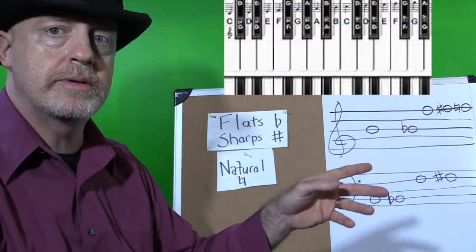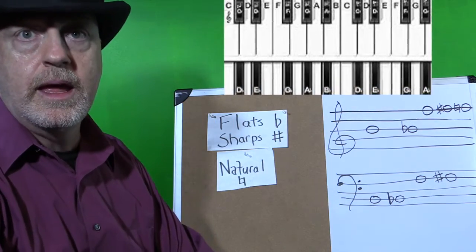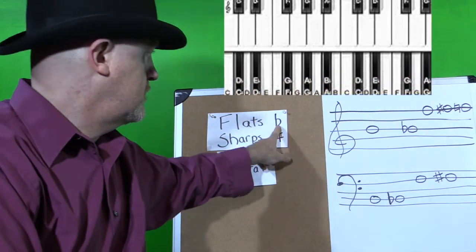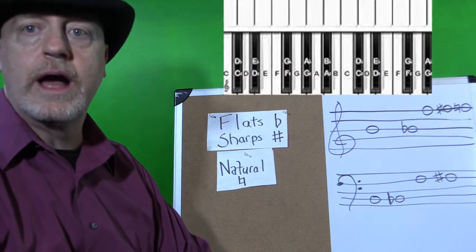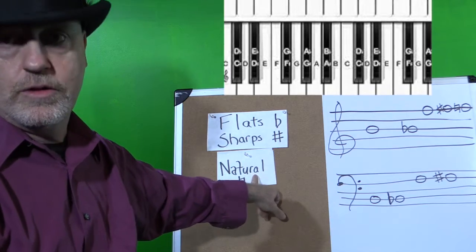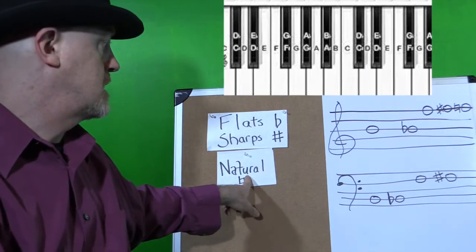So each black key on the piano has two names. It has a flat name and a sharp name. Now, when we see these symbols in music, then we know that we're not supposed to play the natural note. If we don't see the symbol anywhere on the staff, then we play the natural note.